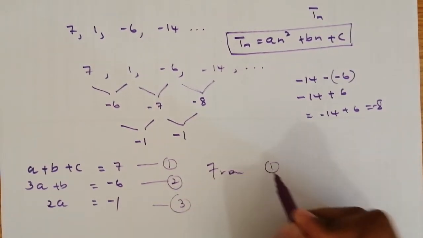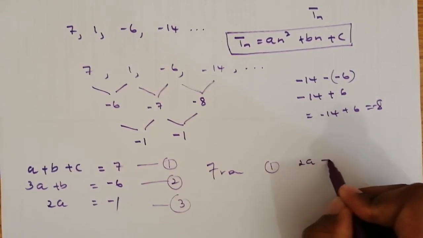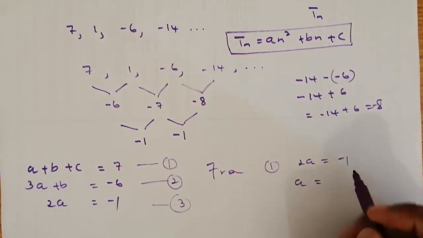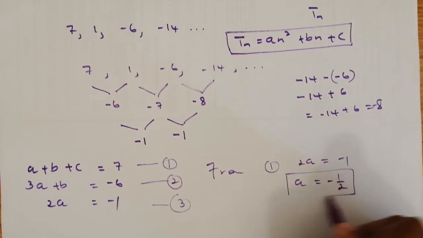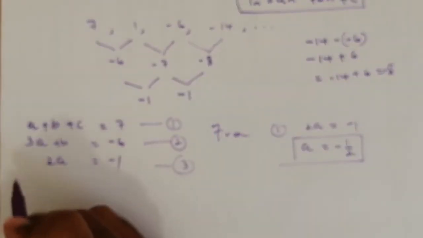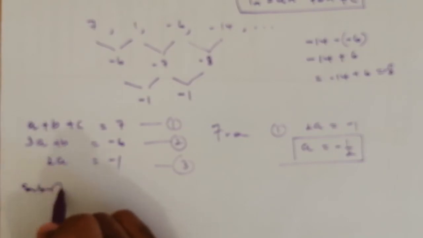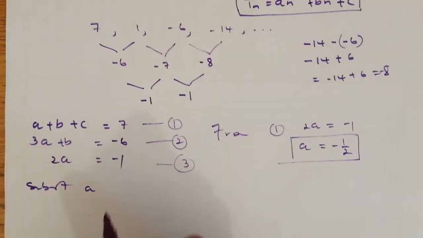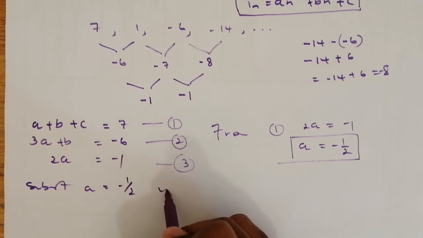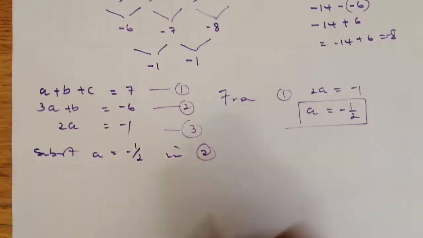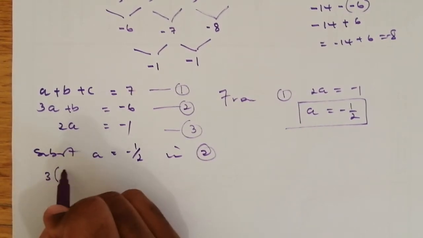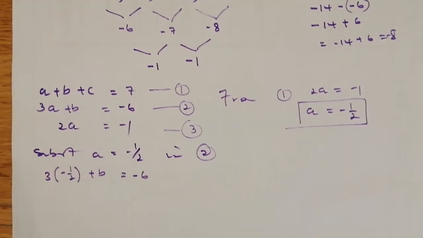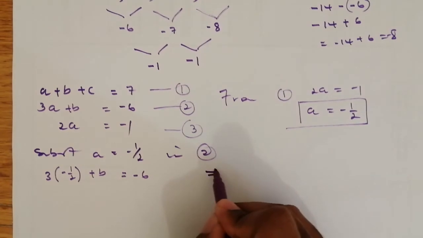Okay, so let's say this is equation 1, this is equation 2, this is equation 3. So from equation 3, where 2a is equal to negative 1, we know that a will equal what? Divide by 2, negative 1 over 2. This is the value for a, right? So we're going to substitute a, which equals negative half, in equation 2. So it's going to be 3 times negative 1 over 2 plus b, which equals negative 6, right?